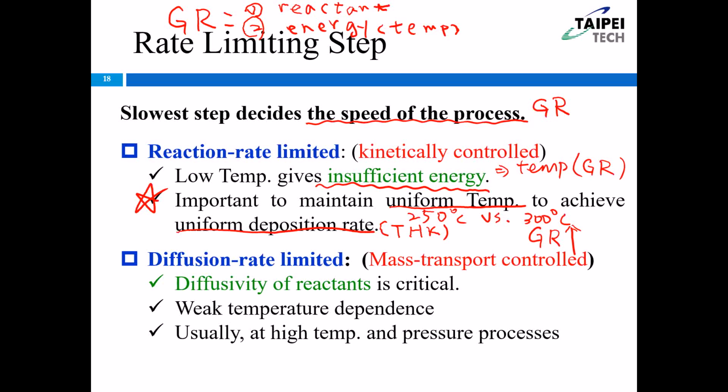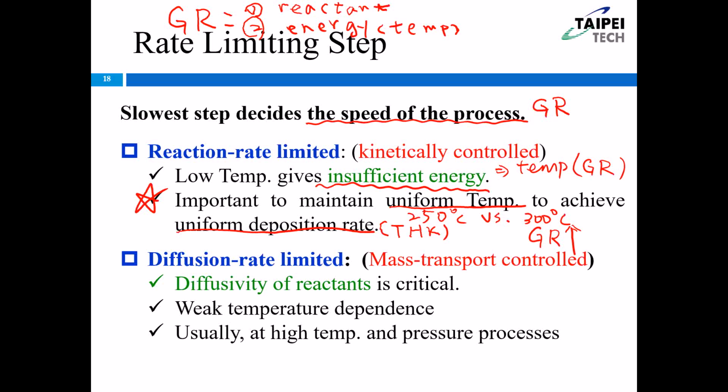So today, if the reaction rate limited, it means right now the temperature is dominant the growth rate. So if you can increase the temperature a little bit, the growth rate will be increased a lot. Okay. So right now you need to make sure you can provide a sufficient temperature. The higher temperature will result in a higher growth rate.